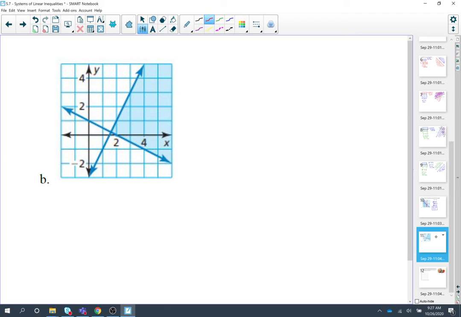Letter B. Okay, this time, let's start, and it doesn't matter, but let's start with this guy. Now, once again, this is not a horizontal or vertical line, so we're starting with y equals mx plus b. y equals mx plus b. It looks to me like I'm down here, and this is negative 1, negative 2, negative 3, so my b is minus 3.